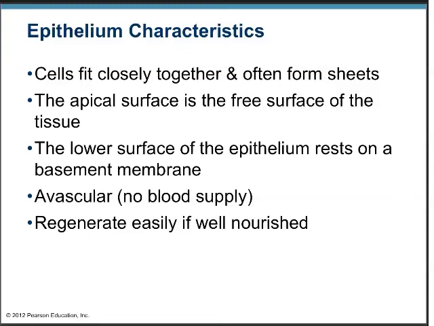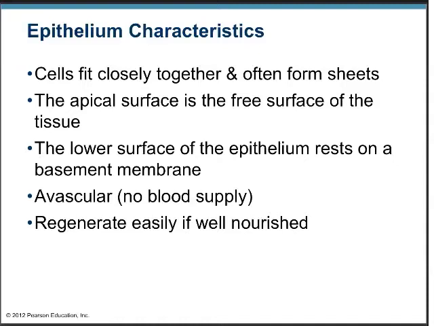They often form sheets. The apical surface is what we call the free surface of the tissue, and the lower surface of the epithelium rests on what we call a basement membrane, which is actually the product of another type of tissue that we'll touch on in a bit called connective tissue, which is the body's glue.